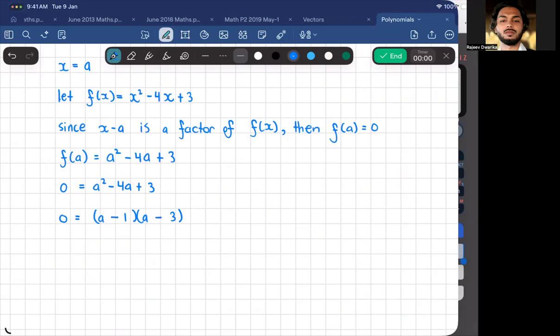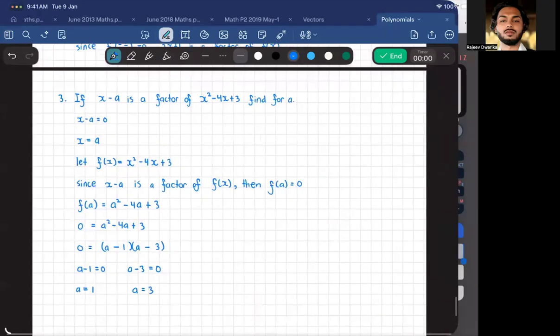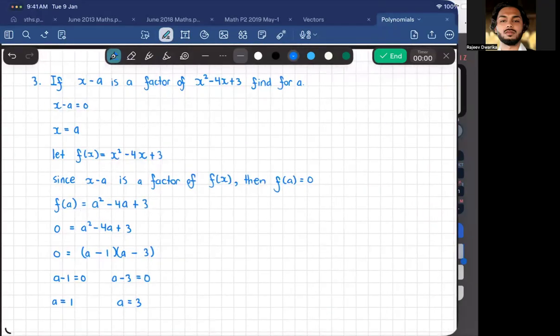Correct. Right? So if this is the case, I could say that a minus 1 is equal to 0, and I could say that a minus 3 is equal to 0. So a would be equal to 1, and a would be equal to 3. All right, so these are my two solutions. Those are my answers.